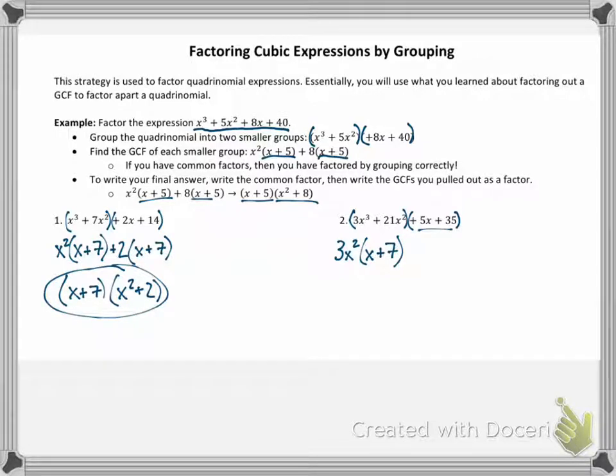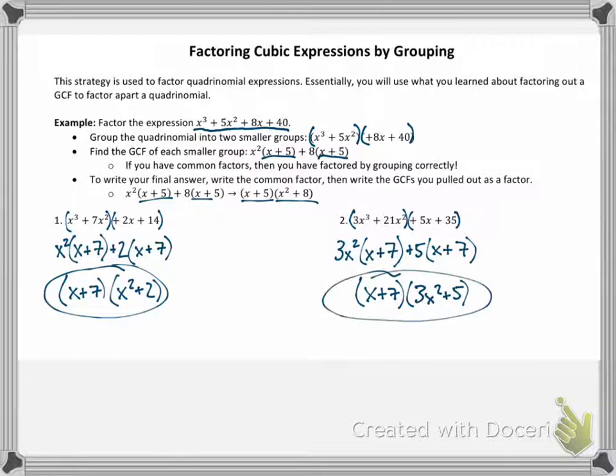Second group, same deal. What can I take out? I could take out a positive 5. Do the division, I'm left with x plus 7. My common factor of x plus 7 matches. That means I can go ahead and get to my final answer. Final answer again: the common factor x plus 7 times the GCFs I have left over, made into a factor, 3x squared plus 5.